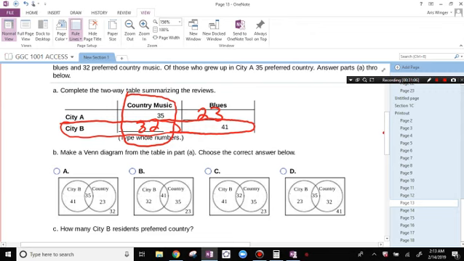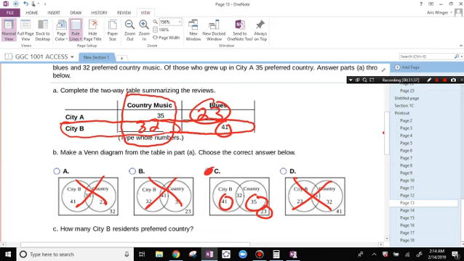So City B, 32 is in the middle. So these are all out, right? Yeah, 32 has to be in the middle. They made it too simple, but we can double check. 35 is in country, but not in City B. 41 is in City B, but not in country. And 23 is just on the outside. Let's see.